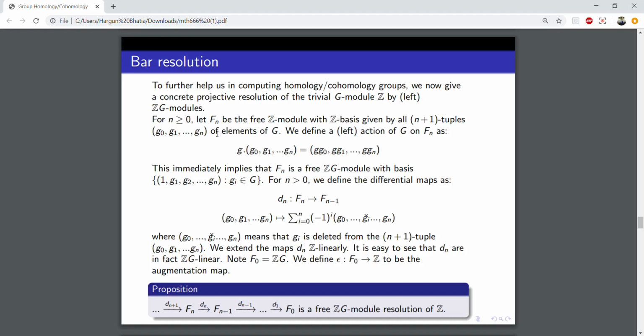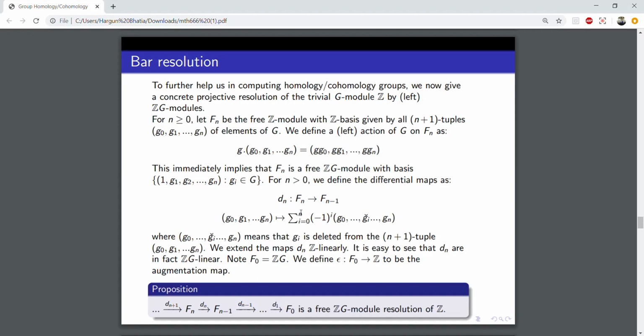And we want this to be a projective resolution. For that we need to give some differential maps. So we define these differential maps as follows. From Fn to Fn minus 1, I take the basis element (g0, g1, ..., gn), and I send it to the summation, i equal to 0 to n, of minus 1 to the power i, times what? You basically take this n plus 1 tuple and remove the ith component gi. This hat denotes that it's removed. So this becomes an n tuple, an element of Fn minus 1. So this is the map. Now you can extend these maps linearly obviously, and this map is an abelian group map, but also it's a map between ZG modules.